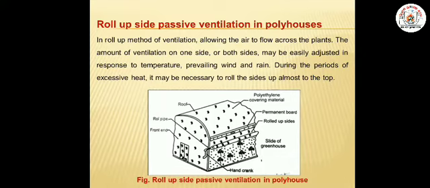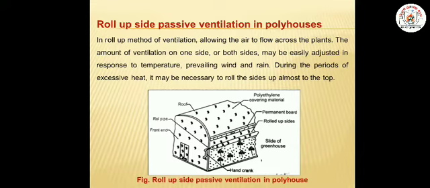Next is the roll-up side passive ventilation. See, this is a greenhouse structure made up of polyfilm. In the side wall, we can see a long pipe along the length of the greenhouse structure. It is fitted with a hand crank, and the polyfilm of the side wall is rolled on that pipe.